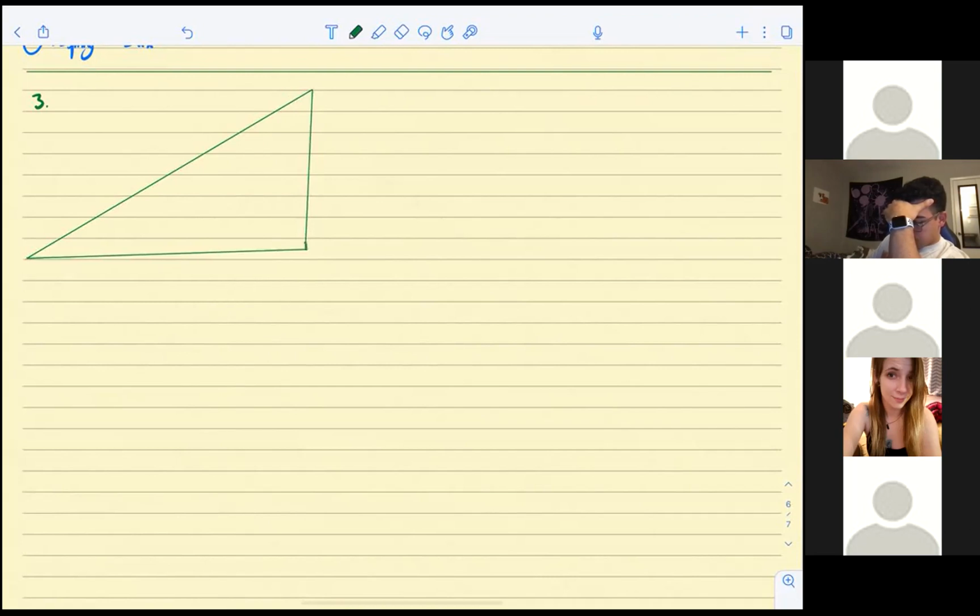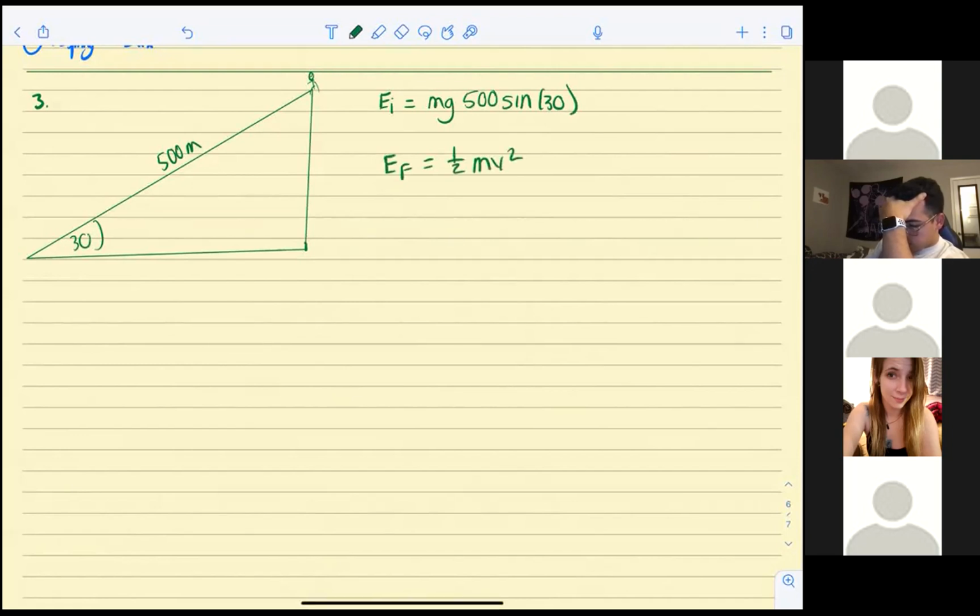Good question. Very good question. So this is Alice, yeah. This thing is 500 meters long, right? And you're saying for part B, when you're up, you've got some initial gravitational potential energy, mg times 500, and this is 30 degrees, so it's sine of 30. And E final is 1/2 mv squared, right? Where we know v is 13.